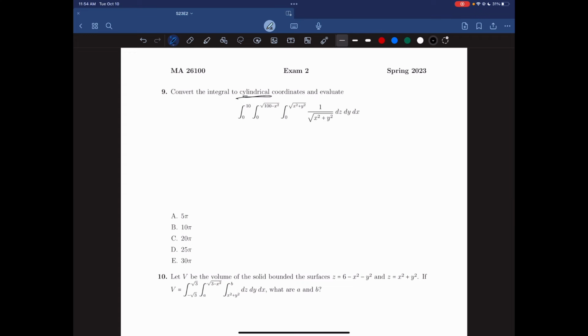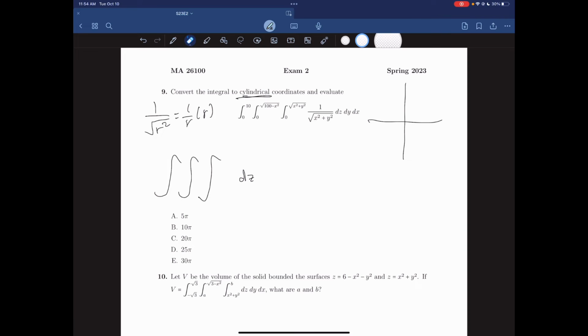Number 9, convert the iterated integral to cylindrical coordinates and evaluate. All right, so we have a 1 over r situation here. Always good to sketch out the domain. Love doing that. And write out the integral here. We're going to have dz. And we have 1 over root r squared, which is just 1 over r. It cancels out because we multiply by r, because it's r dz dr d theta. That is nice.